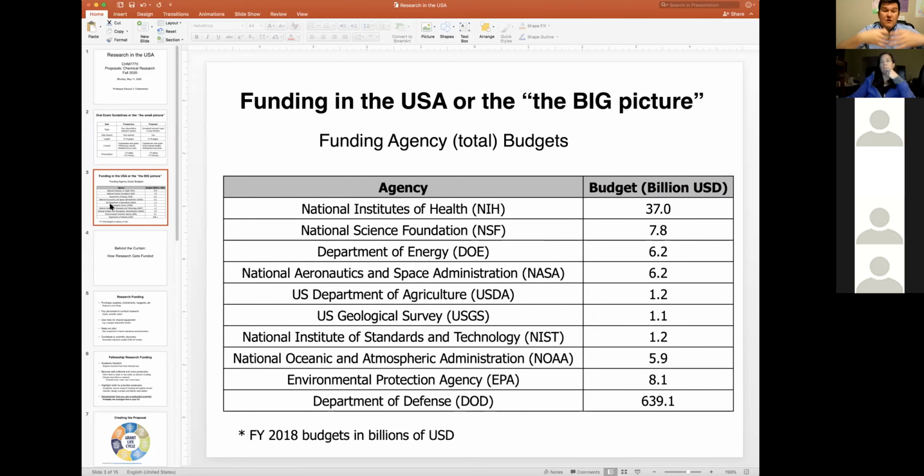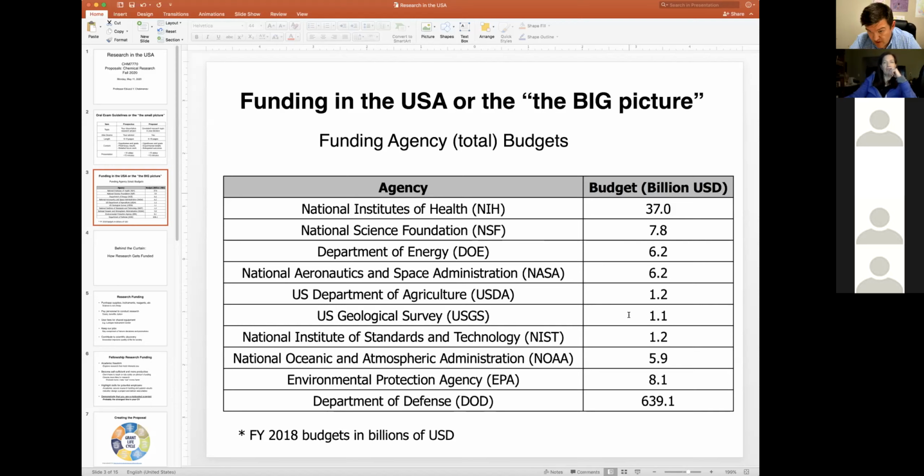So looking at the broader picture or big picture outside of our own department, funding in the US is really conducted through a number of different venues. So a significant fraction of the research funding in the US is performed through government agencies, and the names of these government agencies, which you may have heard, are National Institute of Health, National Science Foundation, Department of Energy, NASA, USDA, USGS, NIST, National Oceanic and Atmospheric Administration, EPA, and Department of Defense.